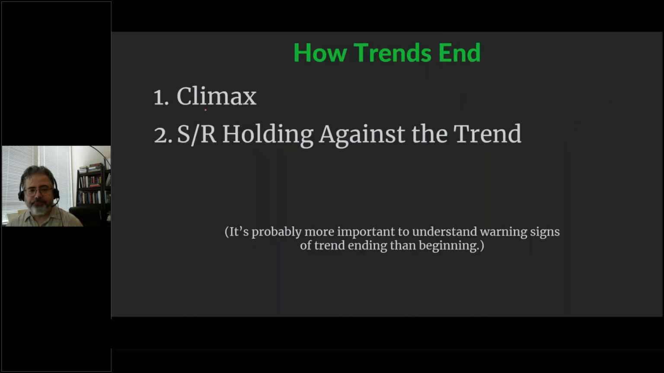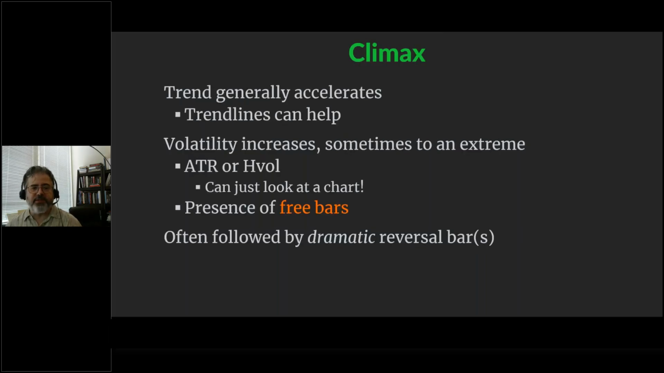How trends end: climax, or support and resistance holding against the trend. Let's jump on to these because we've already talked about climax quite a bit. Let's get more specific. In a climax, a trend generally accelerates. So broadly speaking, if you're looking at a market that's trending up, and then it goes like this, and then it goes like this, what do you think if you don't know anything about markets?